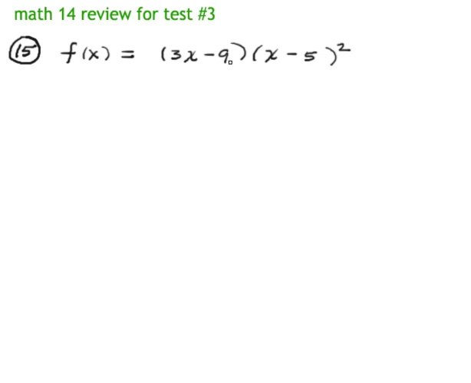Okay, and now on to our first graph. All right, this is the polynomial that we want to graph. Let's first notice that we could pull out a 3 from this first set of parentheses. So we have 3 times x minus 3, and then x minus 5 squared.